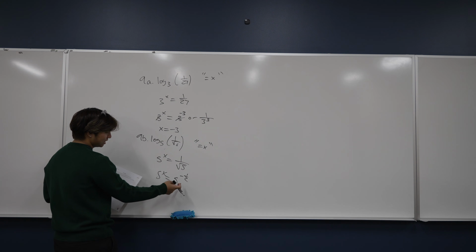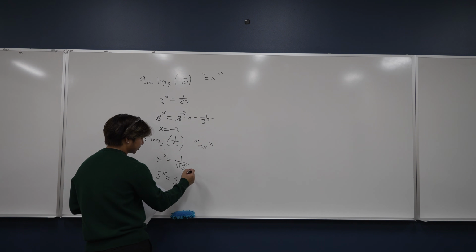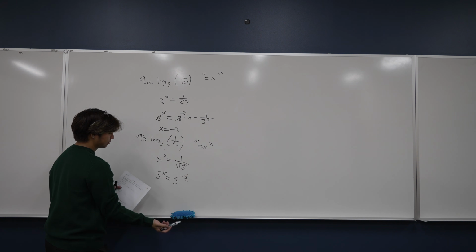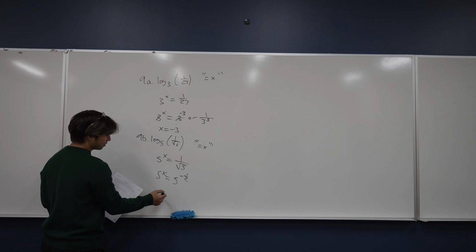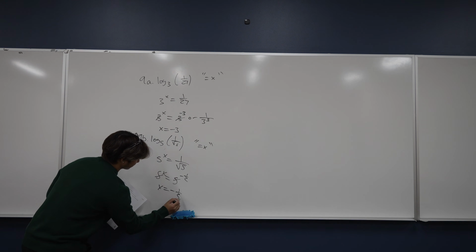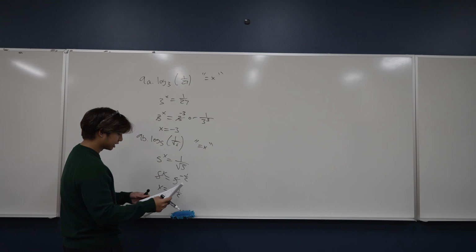Because 5 to the power of 1/2 is just radical 5, and then the fraction makes it a negative. So 5 to the x equals 5 to the negative 1/2. Same bases, so we cross it out. x is equal to negative 1/2. Yeah, that makes sense. Okay, that's 9a and b.